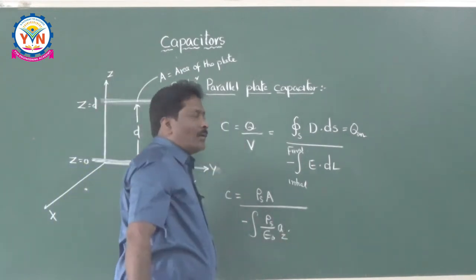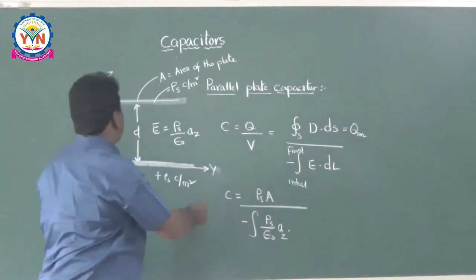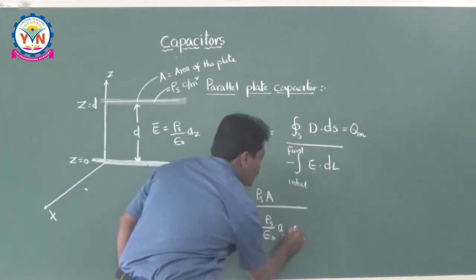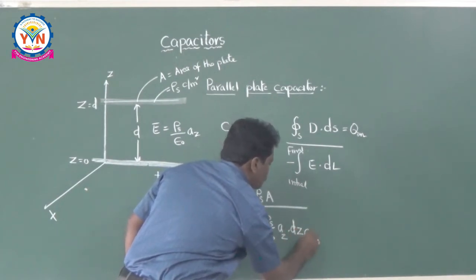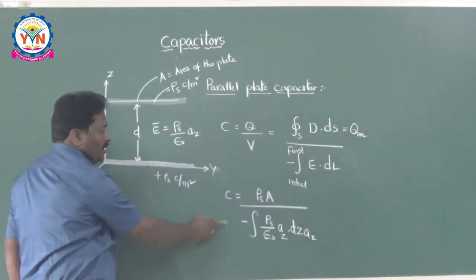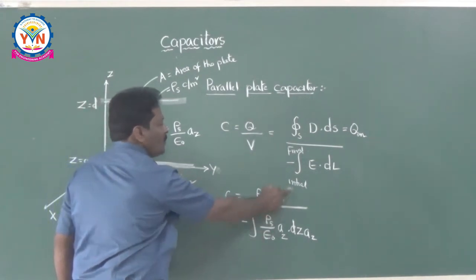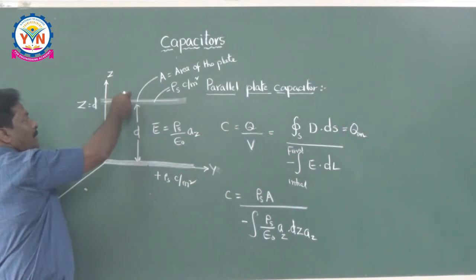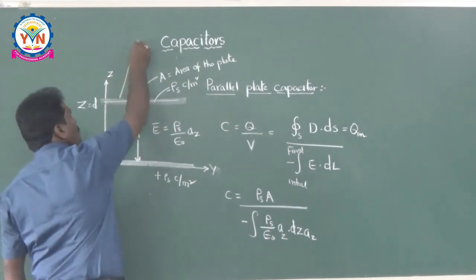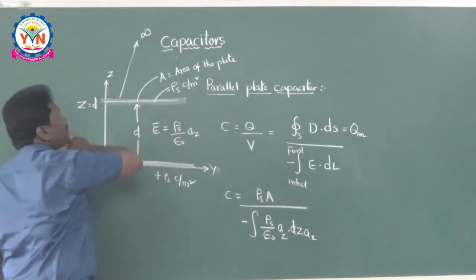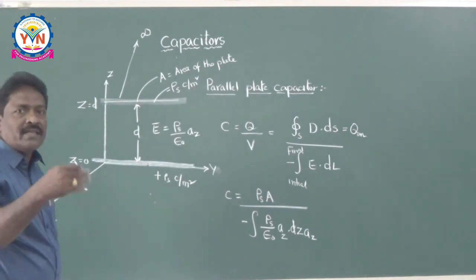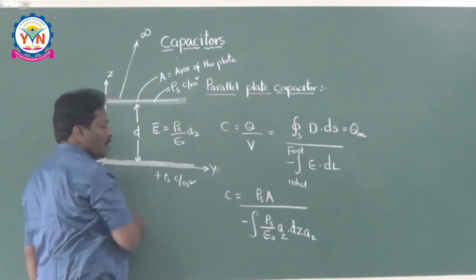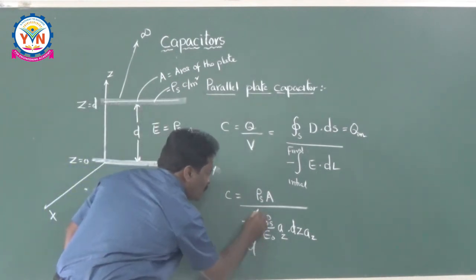dot. What is the length element here? Length element is also in Z direction because you are traveling in Z. That is called dz into Az. And you have to integrate from initial value to final value. What is the initial value? Initial value means the plate which is nearer to infinity, because we have defined the concept of potential taking infinity as the reference. So, which plate is nearer to infinity? Z is equal to d plate. That's why you have to integrate from d to 0 like this.